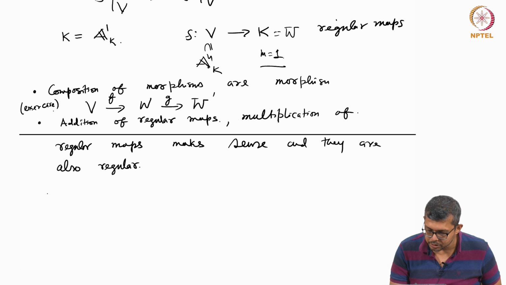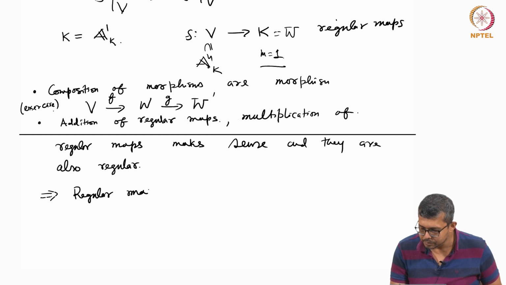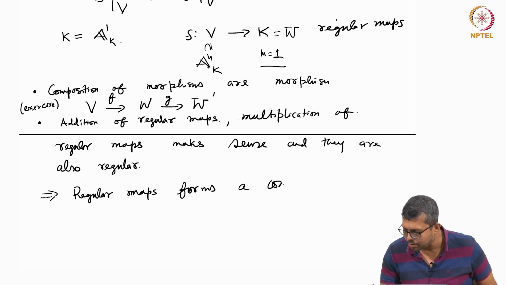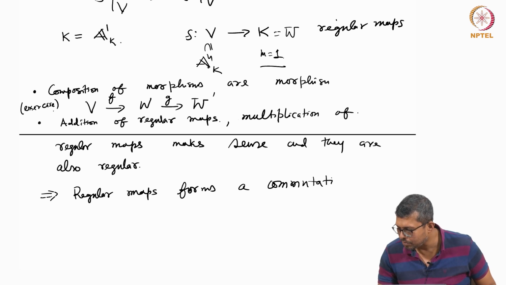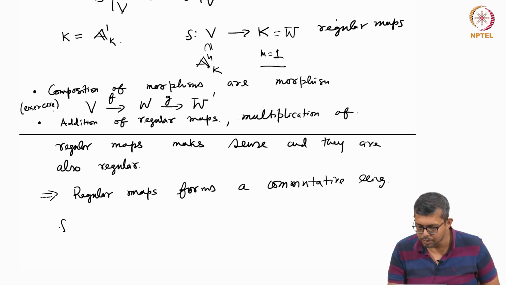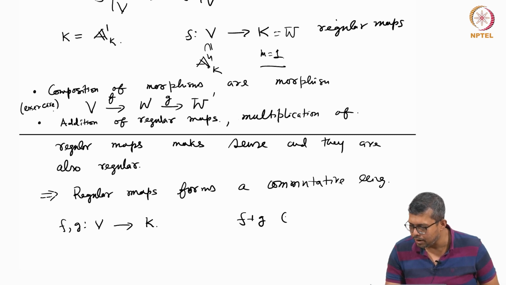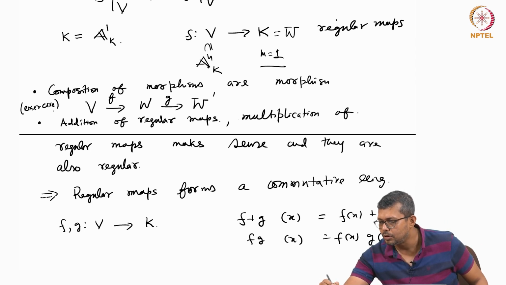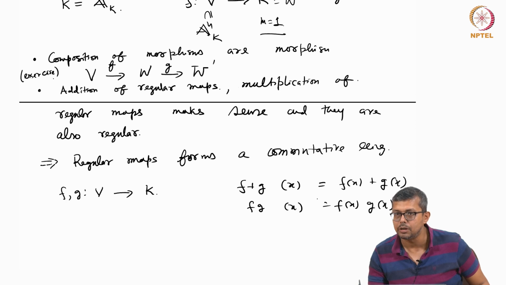So regular maps form a commutative ring. That means if I take two functions, say f and g, from V to K, then f plus g is defined as (f+g)(x) equals f(x) plus g(x), and fg(x) is defined as f(x) times g(x). Of course the constants are there, so this will form a commutative ring with identity. It is commutative because after all K is commutative.